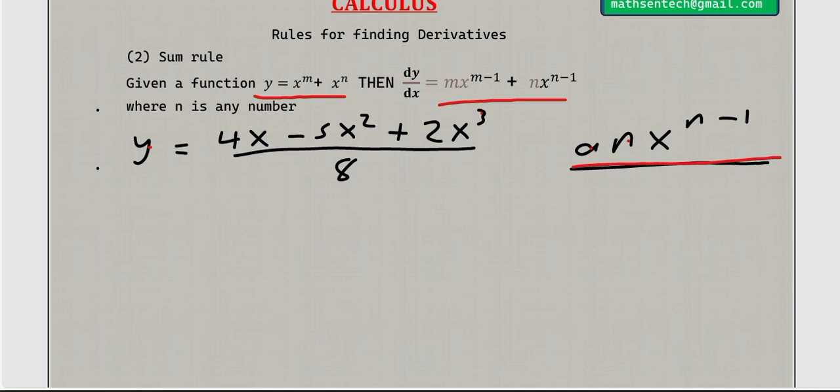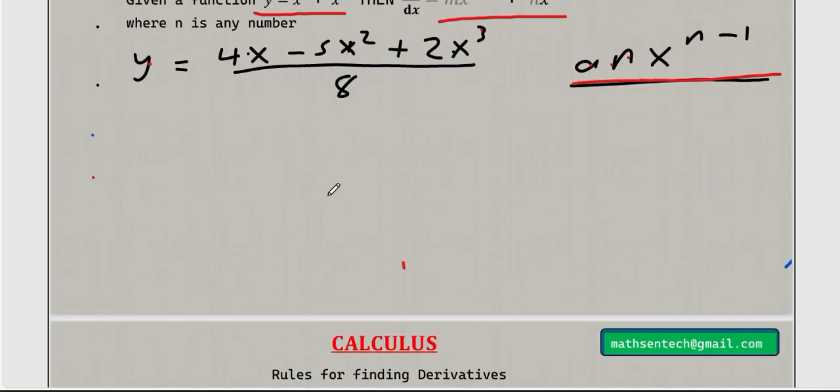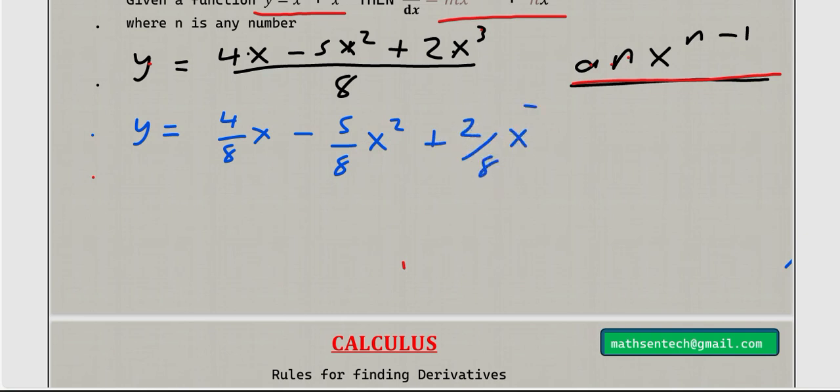So how do you simplify? If you have 8 at the denominator, remember 8 is the denominator for all those portions, for this part, for this part, for this part. So 8 is the denominator. So the first thing you do, write it in a simpler form, is, you can also say y can also be 4 over 8x minus 5 over 8x squared plus 2 over 8x cubed.